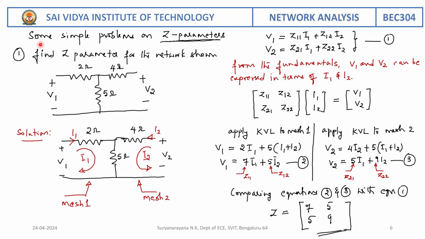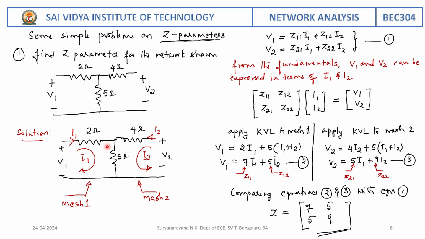Let us solve some simple problems on Z parameters. Find Z parameter for the network shown. Here is the network shown with 2 ohm, 4 ohm and 5 ohm along with the voltage sources V1 and V2.